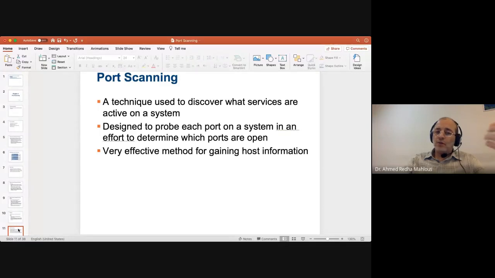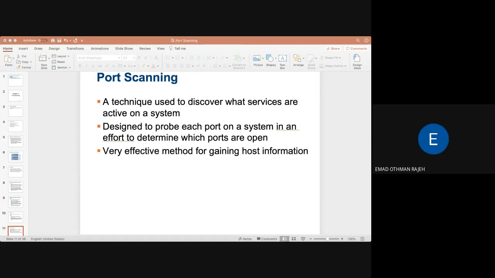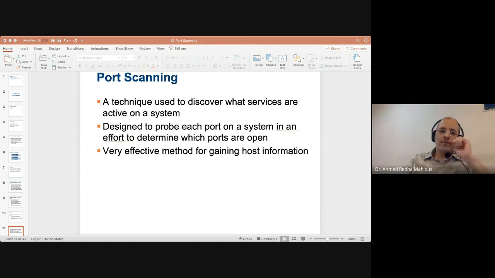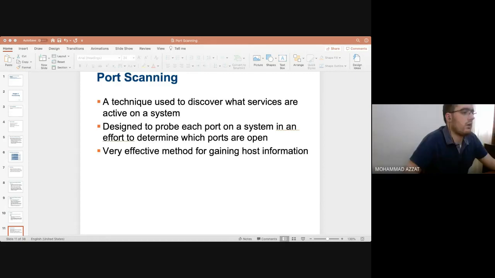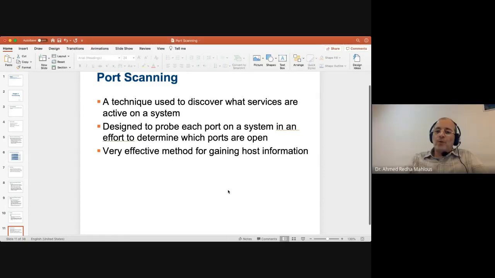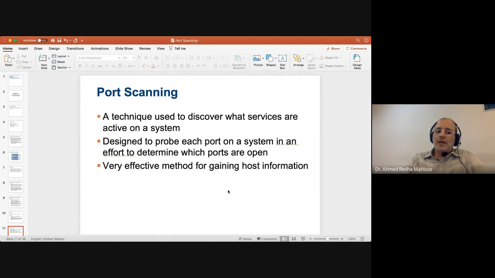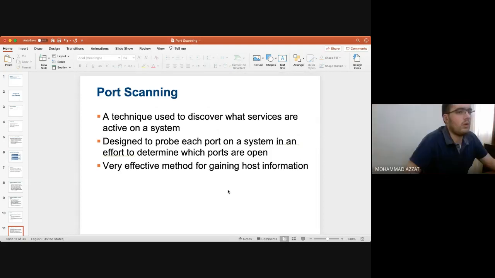Another technique to know which machine is alive or not is by using port scanning. Now, the idea of port scanning is to discover the services running on a port. Usually, what is a port, Shabab? It's an access point. Not an access point, Shabab. A port is not an access point. What is a port? Is it physical or logical? Logical. It is logical. Okay.